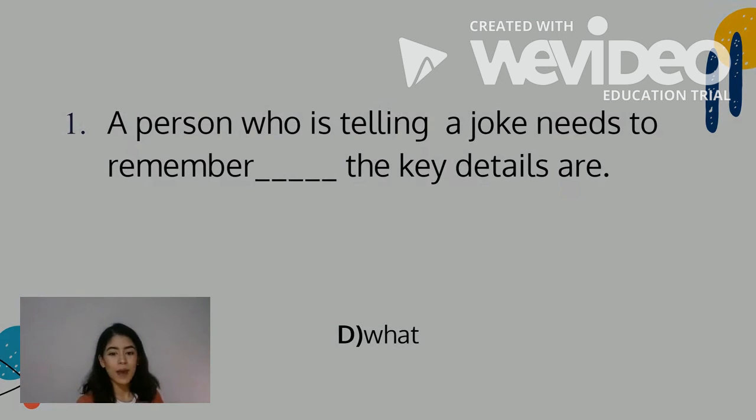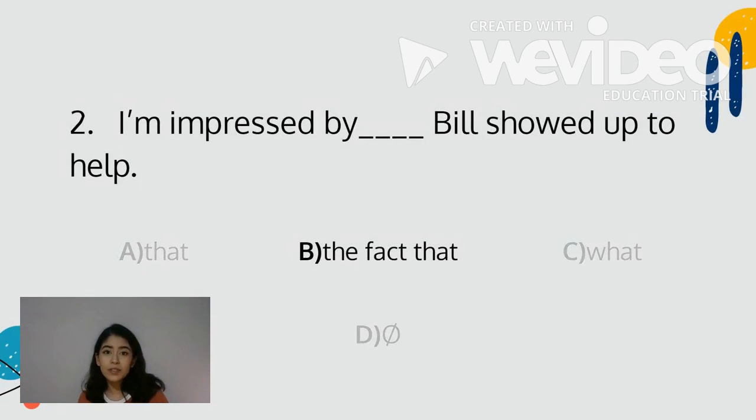So it's time for a little wrap up. Let's answer these sentences. I'm going to give you 4 sentences like this one and a multiple choice of 4. I'm going to read the sentence to you and you're going to pick the answer. So number 1, a person who is telling a joke needs to remember blank the key details. The options are A, the fact that, B, that, C, why, and D, what. I'm going to give you a little time for you to think about this one.